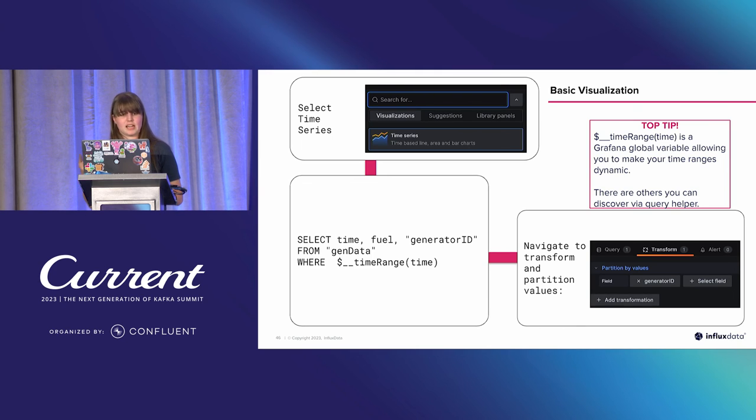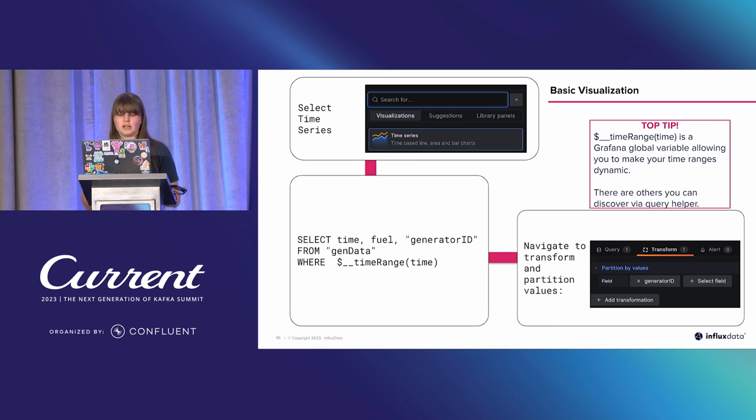From there, you just select time series as a visualization, and then you use the time range to actually get, so basically with this one, you're using a SQL query to select the time and fuel with the generator ID, with the generator ID basically being the unique value here from gen data, where the time range is a specific range. And time range is a Grafana global variable that allows you to make your time ranges dynamic, so you can manipulate them within the UI.